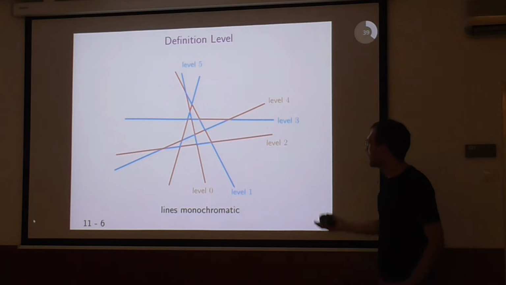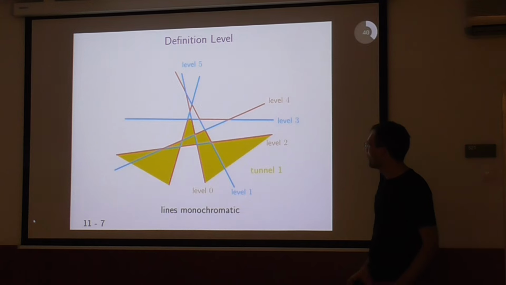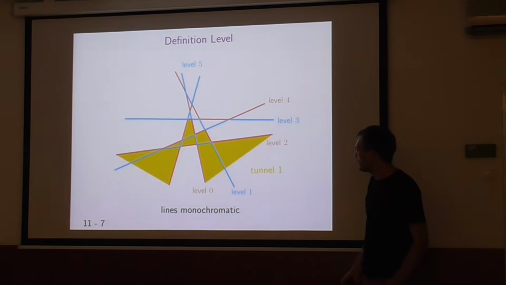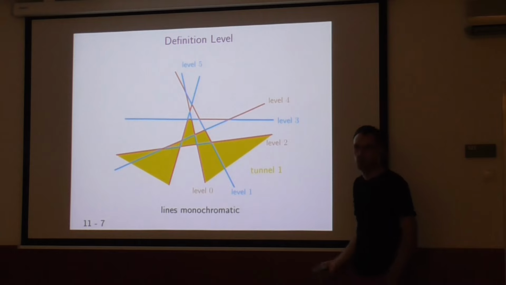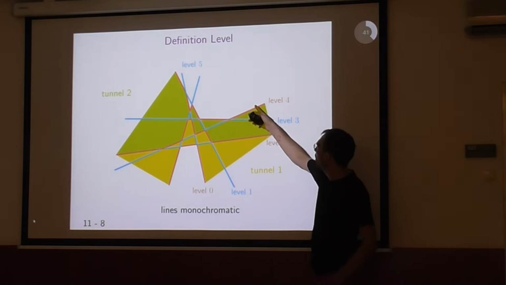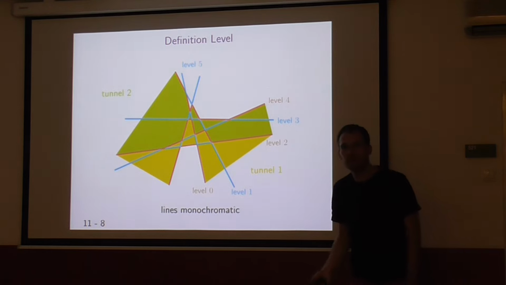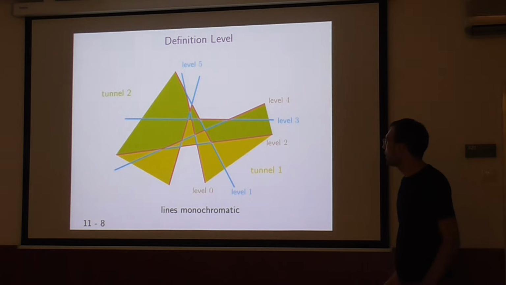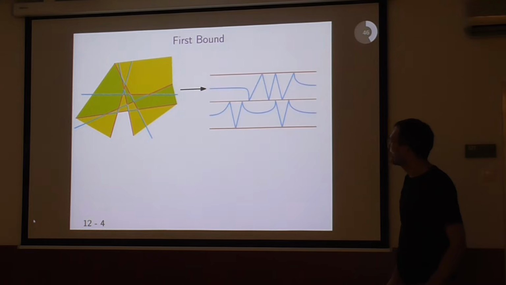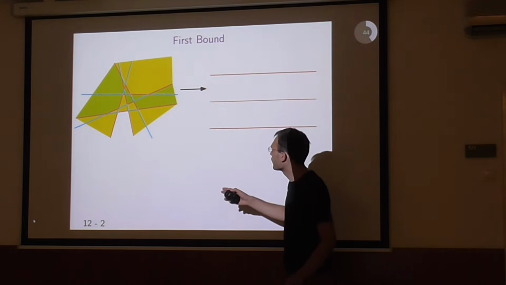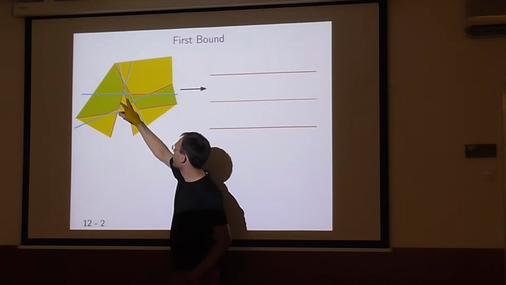I colored these levels now, but the line arrangement is monochromatic. And once we have these levels, we can define tunnels. Every face between level 0 and level 2 is tunnel 1. Every face between level 2 and level 4 corresponds to tunnel 2, and so on and so forth. In this way, we have defined tunnels. The first thing we want to do is draw this in a different way. This here is the lower bound of our first tunnel, and this is the upper boundary of our first tunnel.